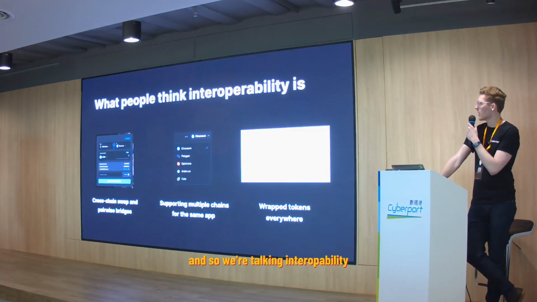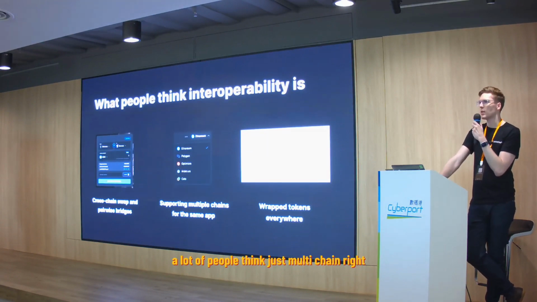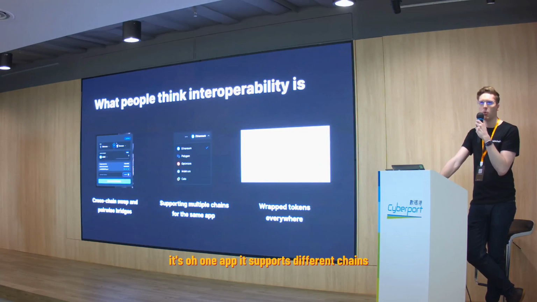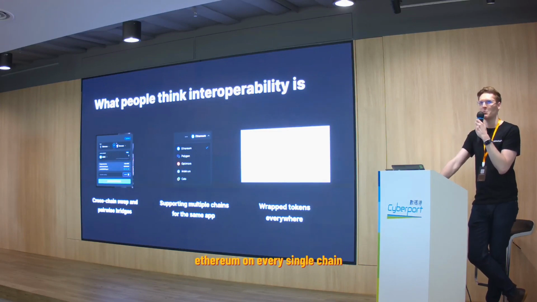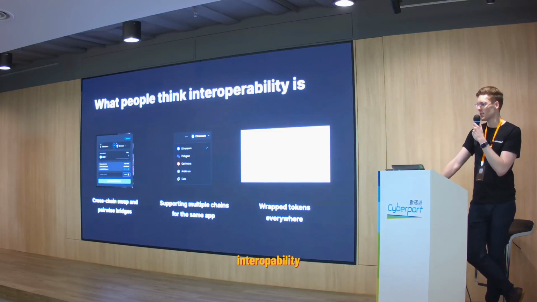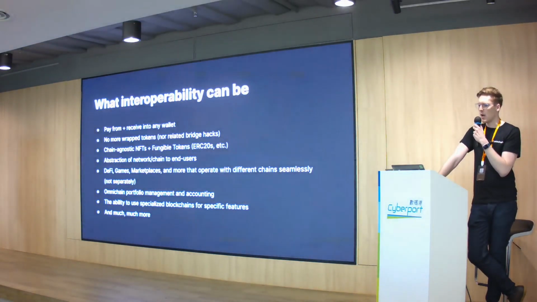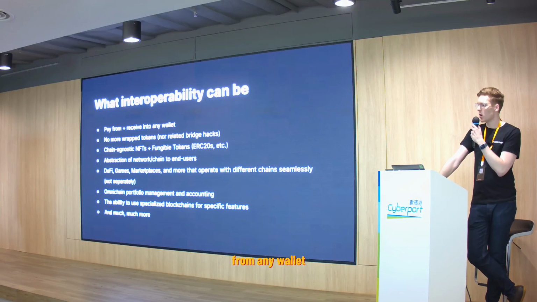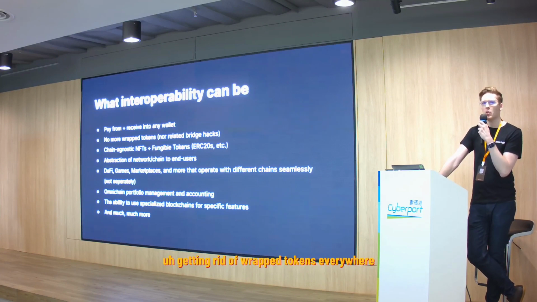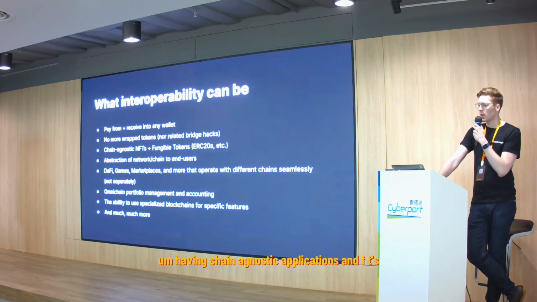And so when we talk interoperability, a lot of people think just multi-chain, right? It's one app that supports different chains. Maybe you can swap stuff. Some people think having wrapped Ethereum on every single chain makes it interoperable or easy to interact with, but it really doesn't. What we believe it can be is the ability to pay and receive from any wallet, getting rid of wrapped tokens everywhere, having chain-agnostic applications and NFTs.